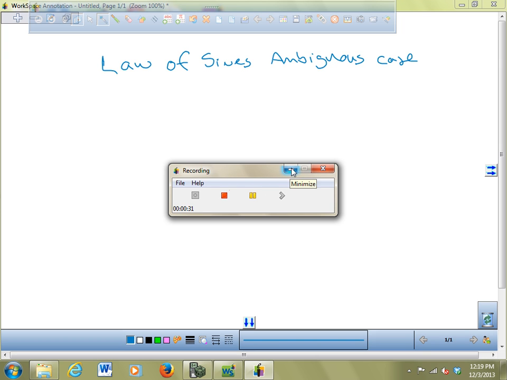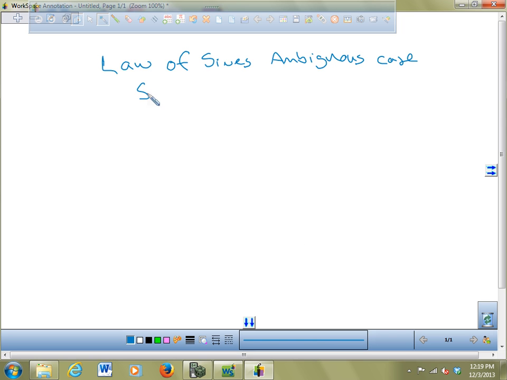So, law of sines, ambiguous case. It's a little bit tricky. It's when you have a side-side-angle, also known as SSA, and you couldn't usually use that last year or before because it spells a bad word. But also, we told you last year with congruent triangles that it doesn't work. Well, it turns out that it does work in some cases, side-side-angle, to solve a triangle.